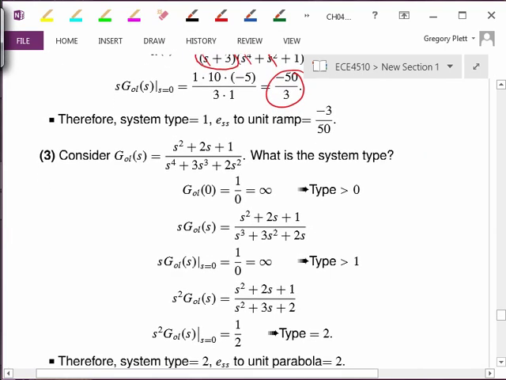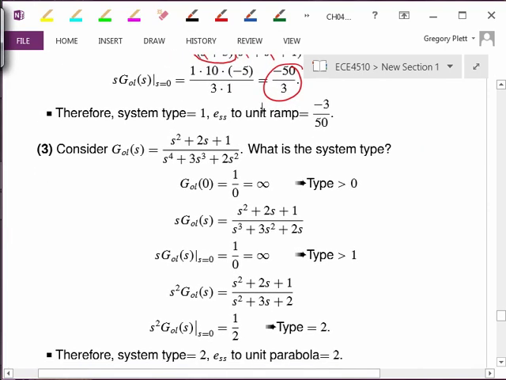Consider this open loop G of S. I've got S squared plus 2S plus 1 over S to the 4 plus 3S cubed plus 2S squared. And I want to know what is the system type. So first thing I do is I plug in S equals 0. And I notice that the denominator is 0 immediately, so I would have an infinite result. The type must be bigger than 0.